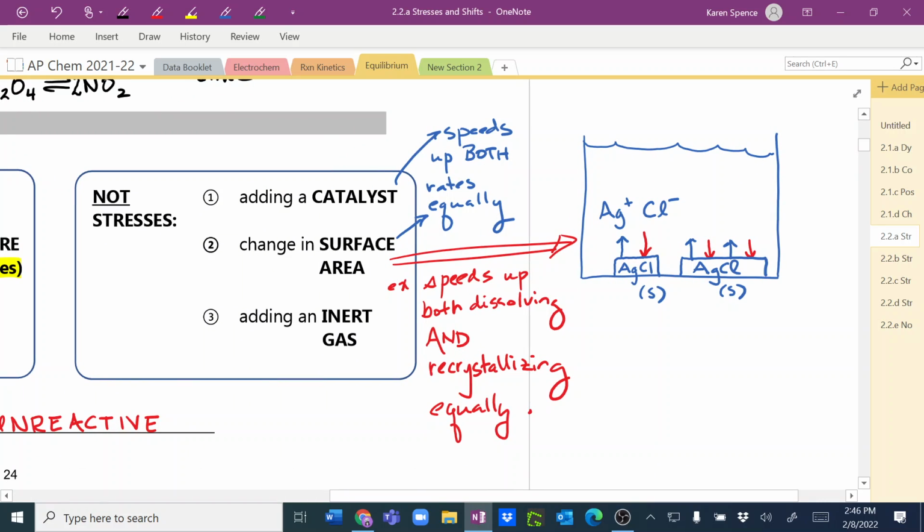Now, when we add an inert gas, it doesn't change either rate, because you're not changing the concentrations of the reactant gases.